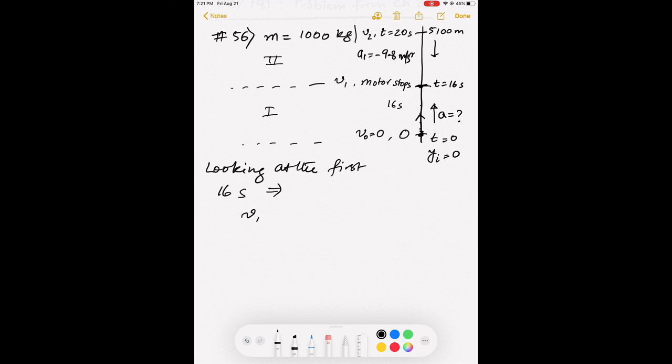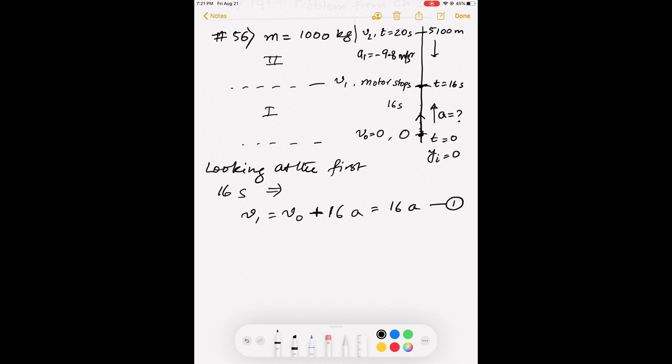Okay, so the first equation gives us v1 equals v0 plus 16 times a, right? And remember, a is a positive number, but even if it was negative, we would not change the sign yet without knowing its value. So since v0 is 0, this is nothing but 16a, and we can call this equation number 1.